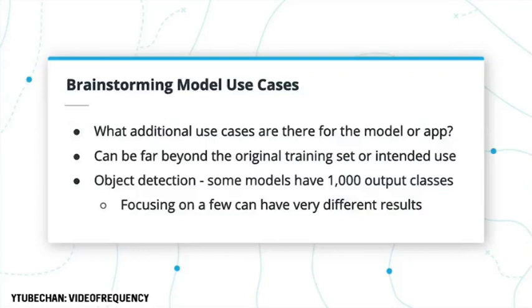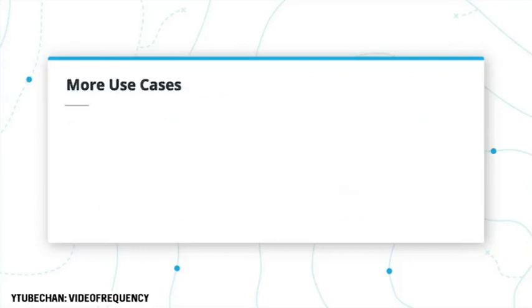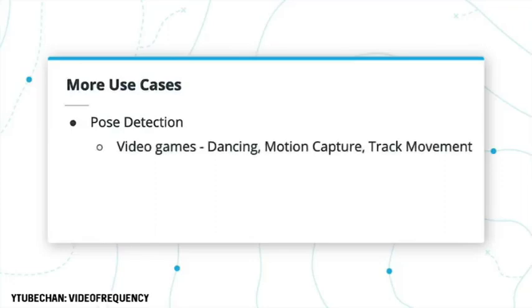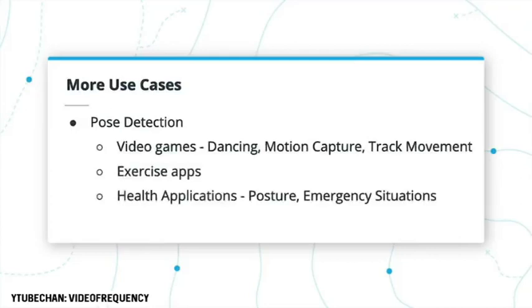As another example, think of pose detection. It's useful for video games such as dancing, motion capture, and tracking movement. Exercise applications and even health applications, noting posture or even that something could be wrong, are additional use cases that could be used here.